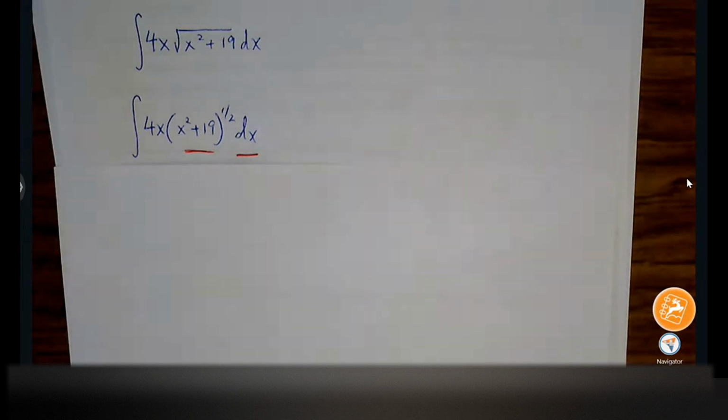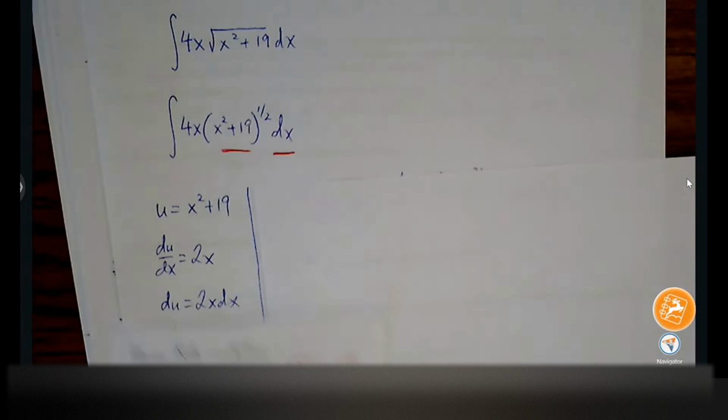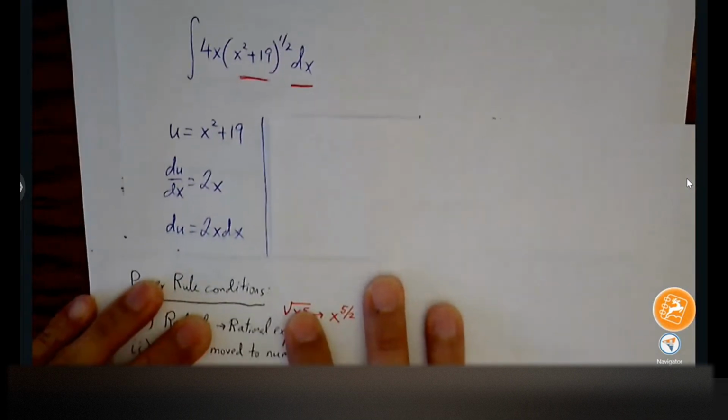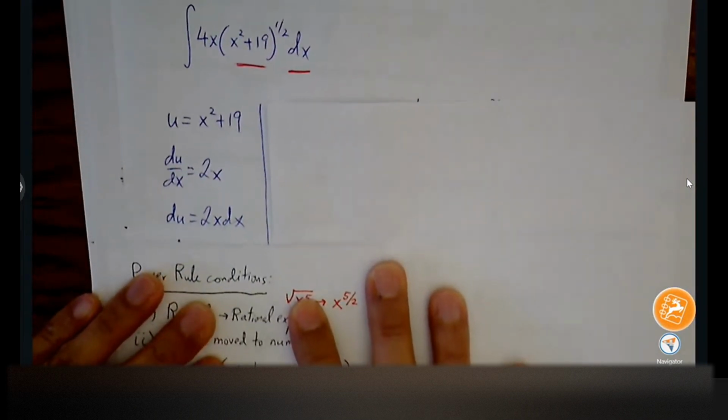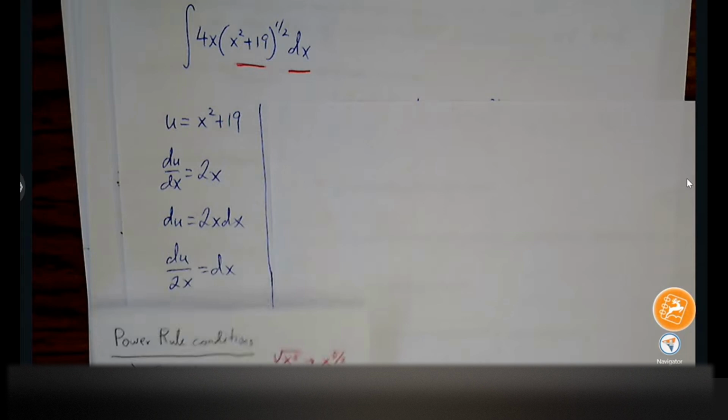And now it becomes easier to identify, right? What's our u value? And we know we're going to be targeting replacing dx as well. Good. So we're just going to go through our steps of u substitution. U equals x squared plus 19. Derivative is 2x. Solve for dx. Make our substitutions.